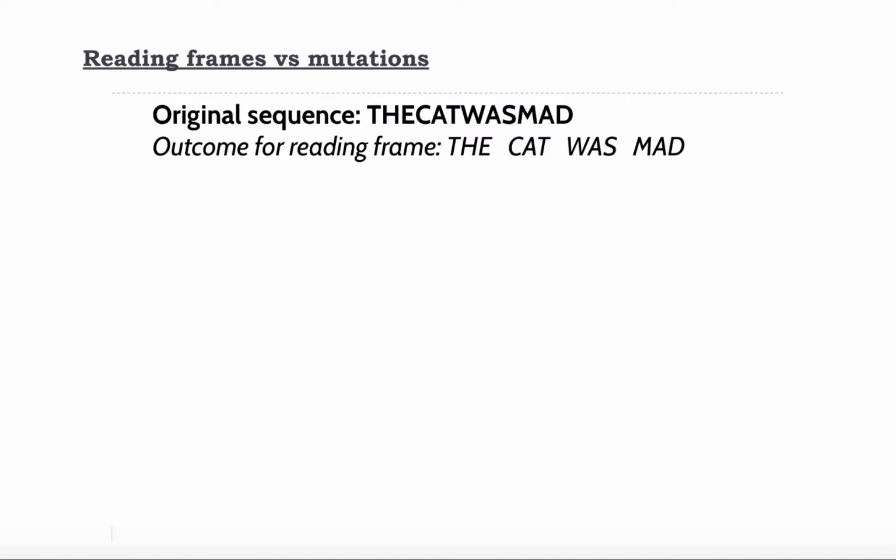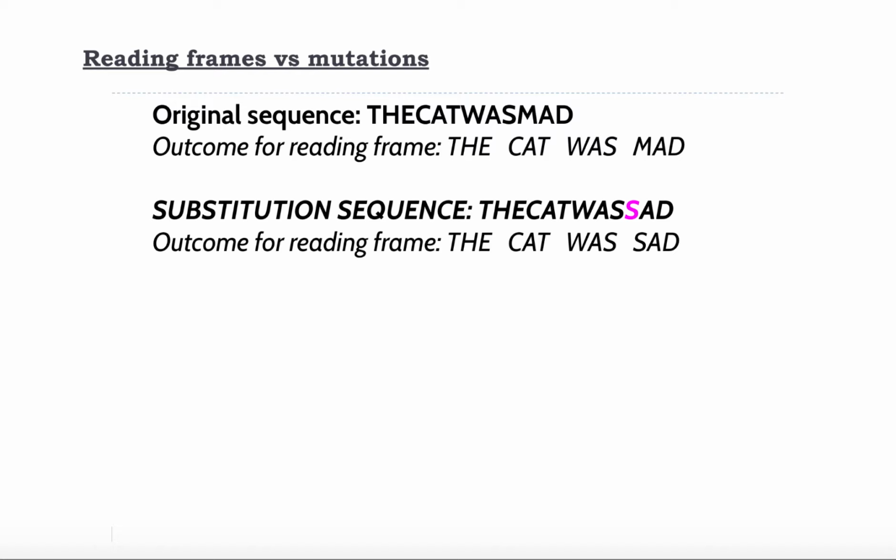Here's kind of an analogy. Imagine codons as the way you split a pile of letters into words. So the reading frame is 3 letters, and in this case it makes an understandable sentence: The cat was mad, right? If I have a substitution, I can get a word that still kind of makes sense: The cat was sad, but my triplet reading is still the same as it was.